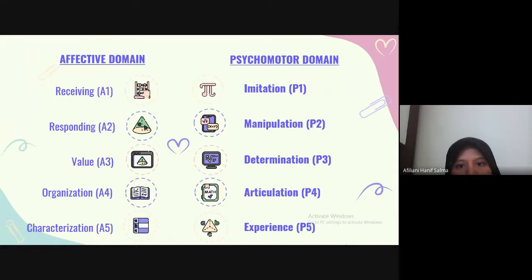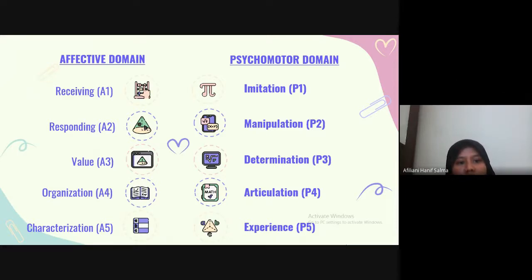Next, about the affective domain and psychomotor domain. In the affective domain, there are 5 aspects. That is receiving, or A1. This refers to the ability to pay attention and respond to appropriate stimulation. For example, hearing other people's opinions, remembering someone's name.